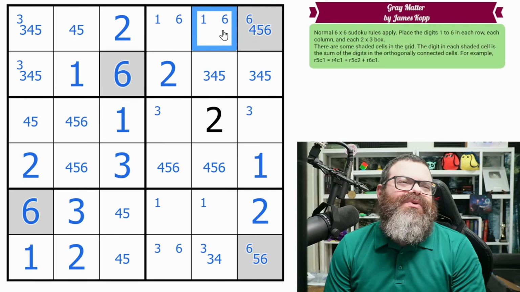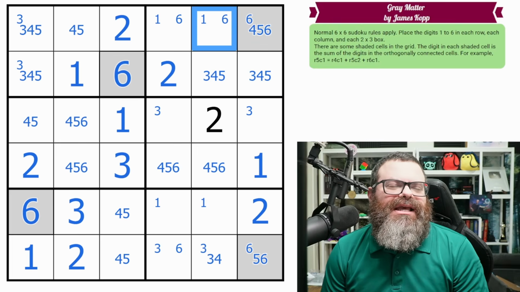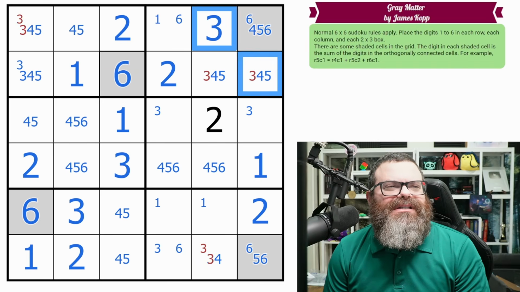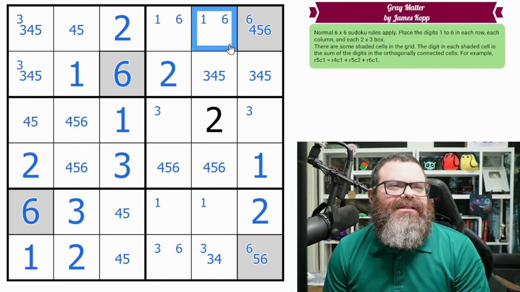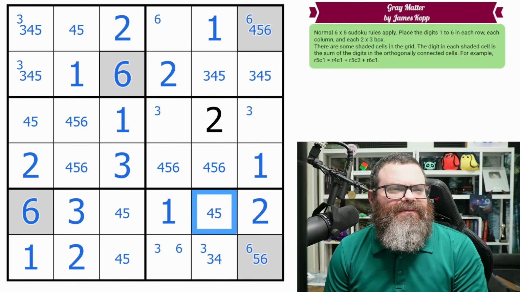This can't be a 2. If it was a 3, we would be 7. That's no good. So this actually has to be a 1. Can't be a 2 because of Sudoku. If it was a 3, the minimum here would be 7. So it's a 1. That places this 1. This is down to 4, 5.